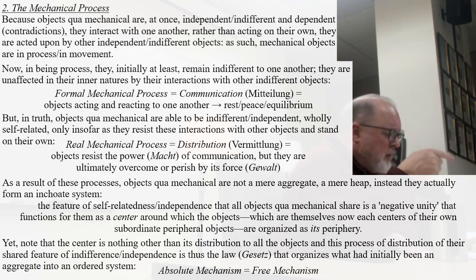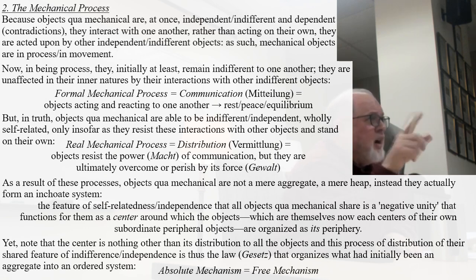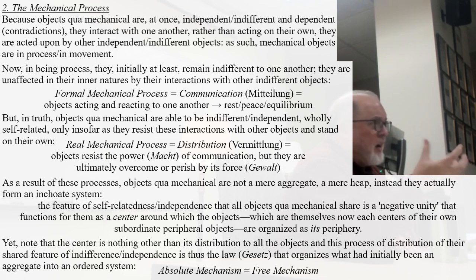The negative unity functions for them as a center, and this will be important to get. There's a center, and sometimes he'll speak of a central body. But look at it. It's a center around which the objects, which are themselves now each centers of their own subordinate peripheral objects, are all organized as the periphery of its center. So now we don't have an aggregate, we don't have a heap. Now we've got an organized system, a system organized around a central, he'll say sometimes body, or more often the center. Here's the kicker, though. This is what moves us from the mechanistic depiction of objects and processes to chemism.